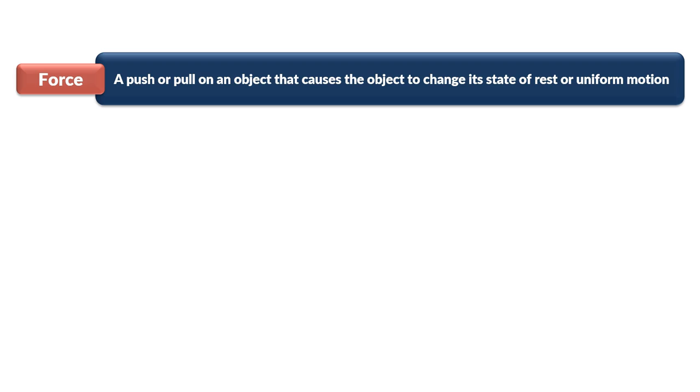Now let's see how science defines the word. Force is a push or pull on an object that causes the object to change its state of rest or uniform motion. State of rest means the object is not moving, and uniform motion means the object is moving at constant speed and in a straight line.